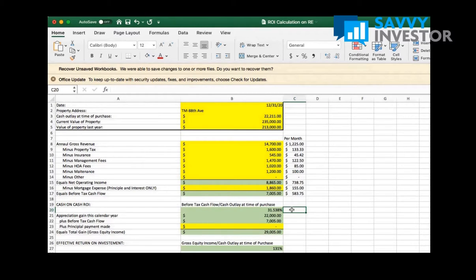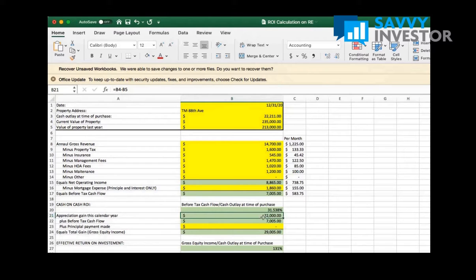So our exercise does not end here. It's important for us then to add back in to our before tax cash flow the appreciation gained this year. So we look at this, the current value of the property at $235,000 minus what it was a year ago. We increased the value of the property by $22,000 by doing nothing this year. This is one of the reasons I love investing in real estate, is the fact that even though I leveraged part of the acquisition of this property, I get to participate in the full value of the property appreciating, not just what portion I put the cash down on.